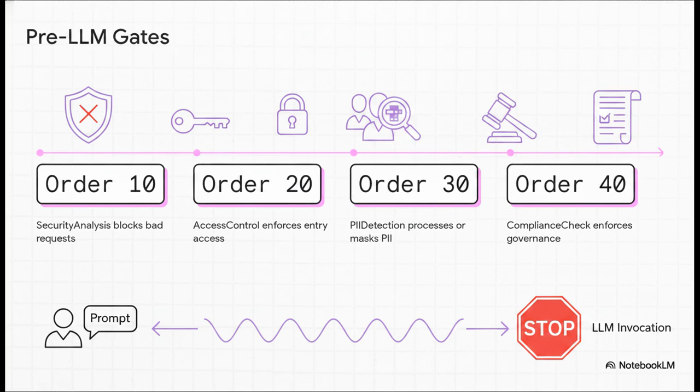Now, what's truly fascinating here is the timeline itself. Before an LLM is even invoked, the system executes these rigorous fail-closed gates. At order 10, boom, we have security analysis. At order 20, access control jumps in to ensure the user is actually allowed in the orchestration resource. We even have optional PII detection at 30 and compliance checks at 40. Ensuring that a denial right here terminates the pipeline safely means we are totally locking down our security boundary before the AI ever gets a single glance at the prompt.